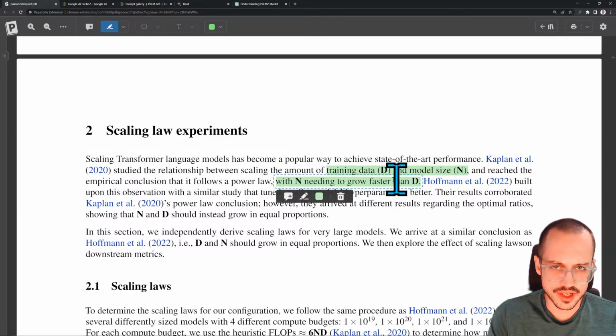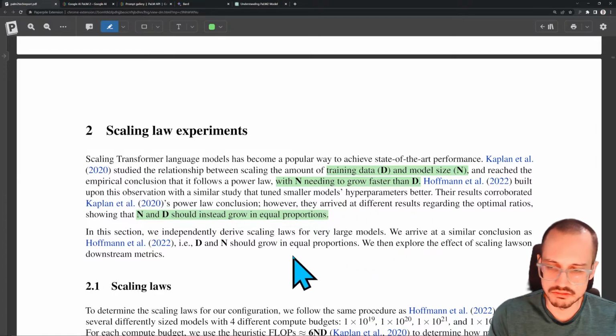definitely have model sizes that are smaller than the training data, and honestly, if you make either of these bigger, you're generally going to get something better. The only pit you don't want to fall in is where the model size is significantly larger than the training data. Yeah, N and D should instead grow in equal proportions, sure. But the size of D and N aren't necessarily comparable, so it's hard to say.